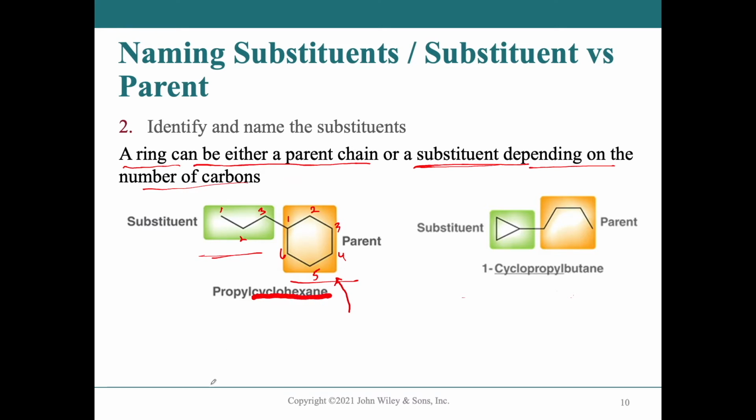And I don't know why I marked that out. I can't even read it now. Sorry about that. There we go.